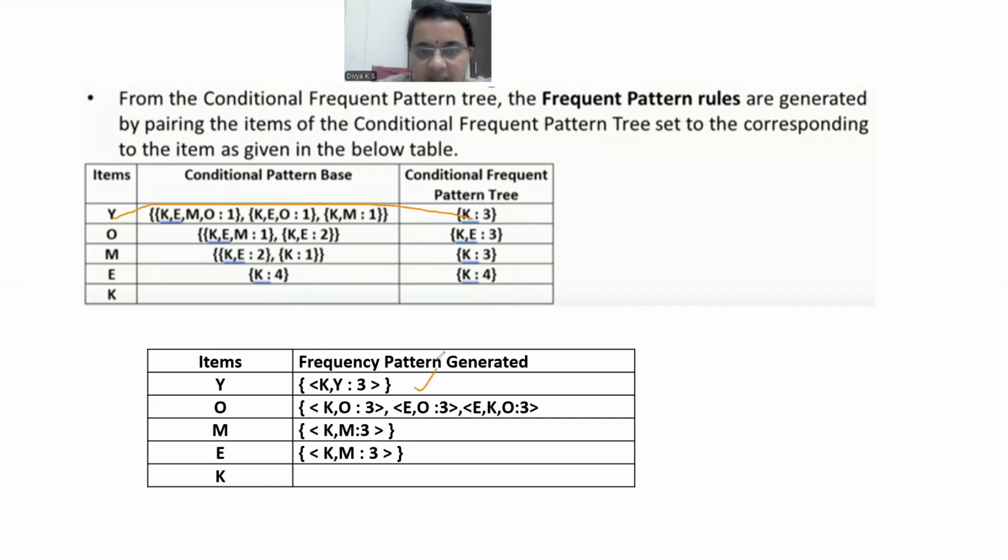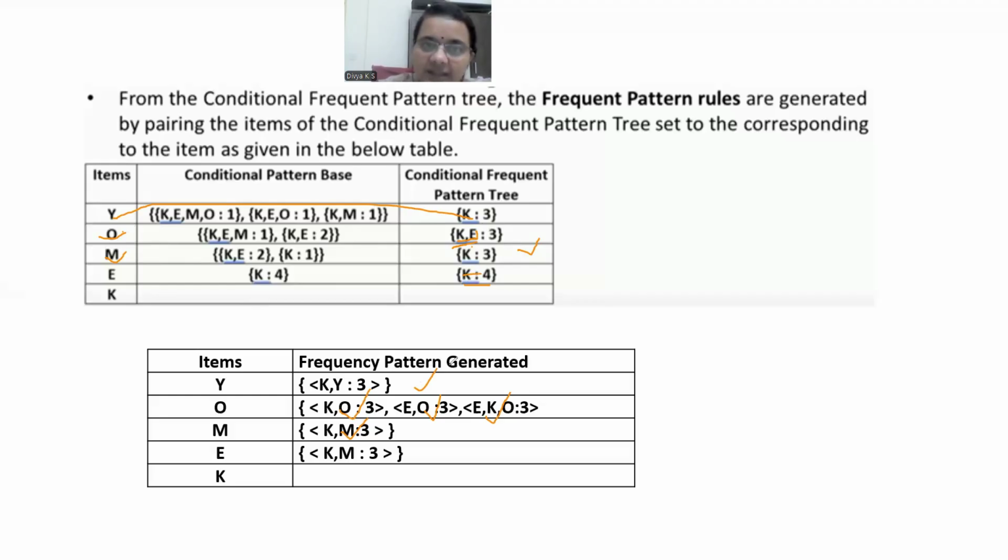K and Y, KY 3. Next, here we have KE. So KO, KO3. Then next, E, E, E, O, EO3, then EK. We have KE as well as EK. So EK again, EKO3. Next in the third one, KM. KM3. Next, last one, KE3. This is what we are doing now.